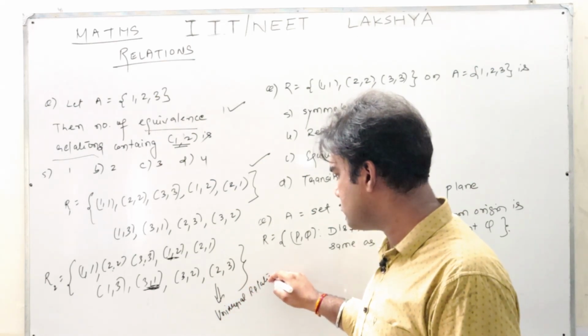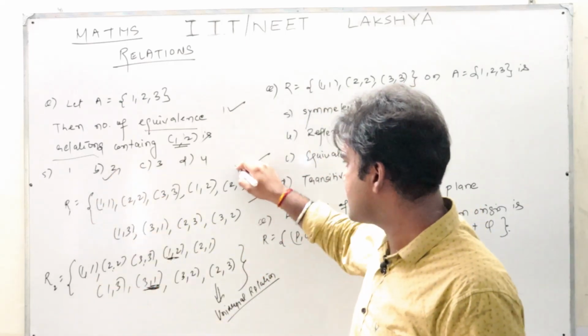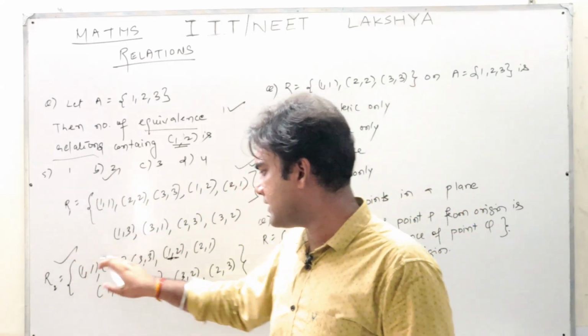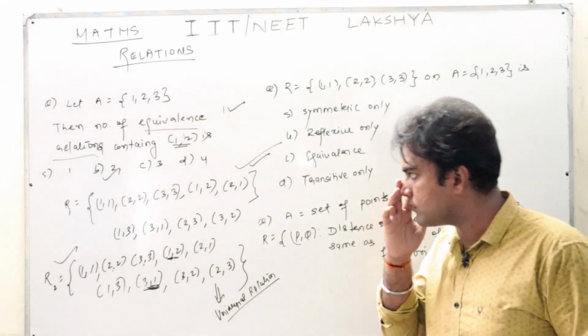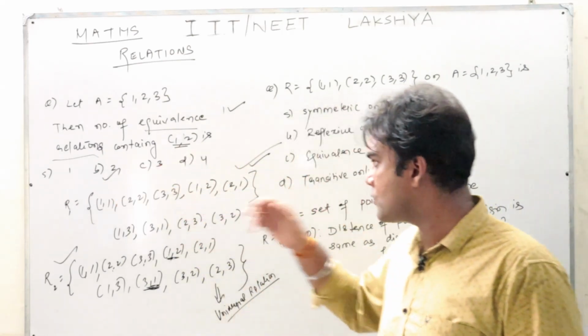So my answer is 2. There are two equivalent relations. One is this one and one is this one. The second one is the universal relation also. So that is the answer. So the number of equivalence relations is 2. I hope the question is clear to you.